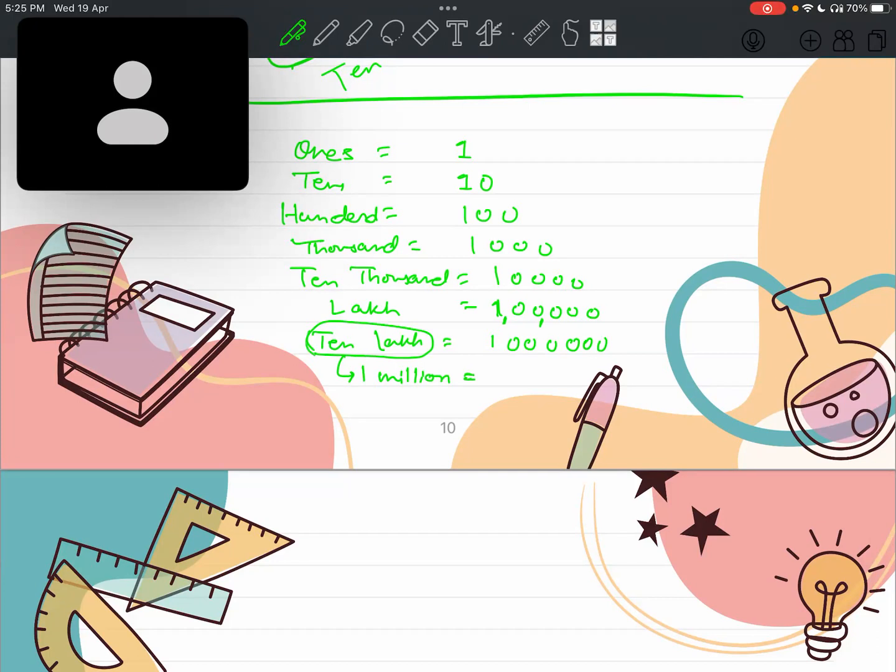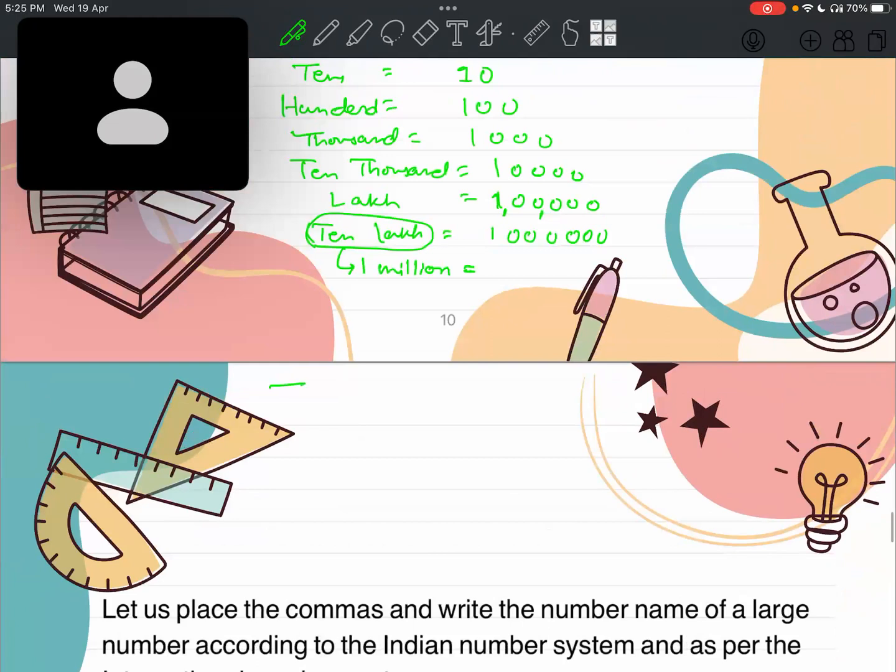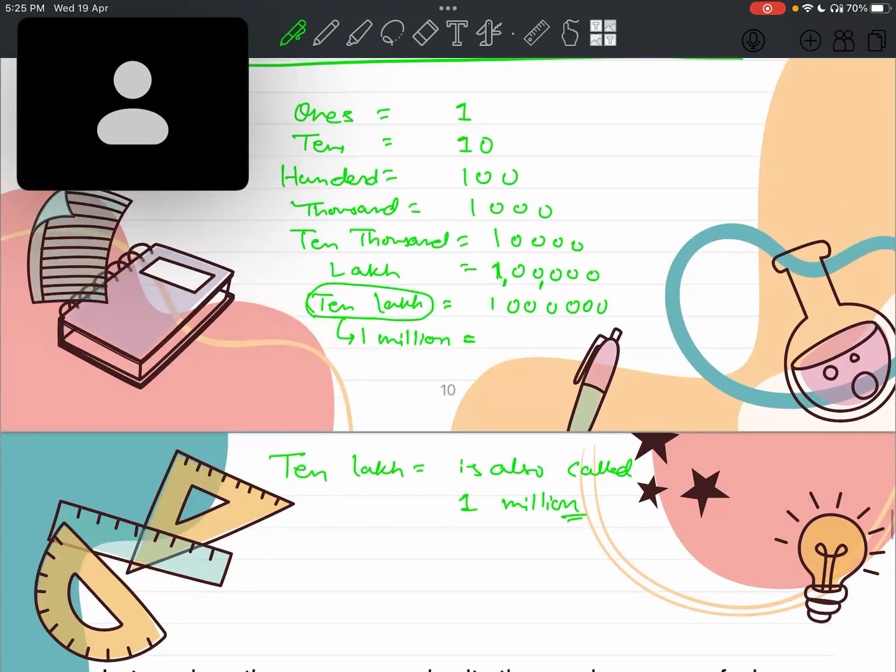Let me understand. 10 lakhs is also called 1 million. Look, I'm saying that 10 lakh is also called 1 million. So how will we get to 1 million like that? No, look. This is 1 lakh, and this is 10 lakh. So it's just a terminology that we call 10 lakh 1 million.